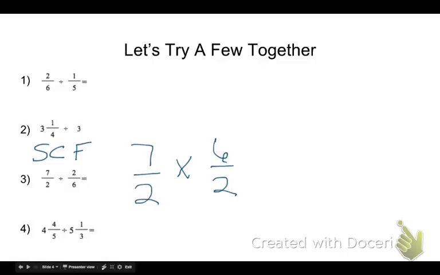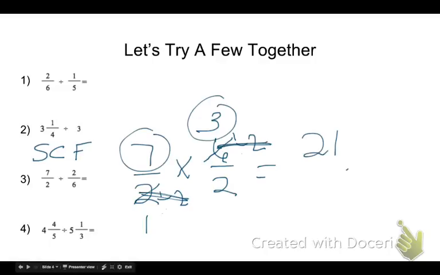I look to see if I can cross cancel, and in this case I can. 2 is a factor of 2, and 2 is a factor of 6. So I know that I can divide both of them by 2. 2 divided by 2 is 1. 6 divided by 2 is 3. Again, when you're cross-canceling, you're taking the numbers and making them smaller. You're simplifying them to smaller numbers. Now I'm ready to multiply across.